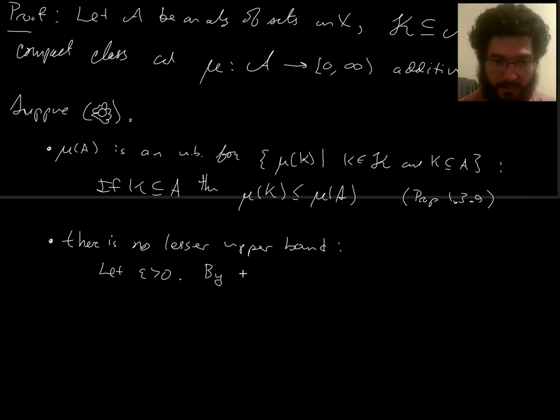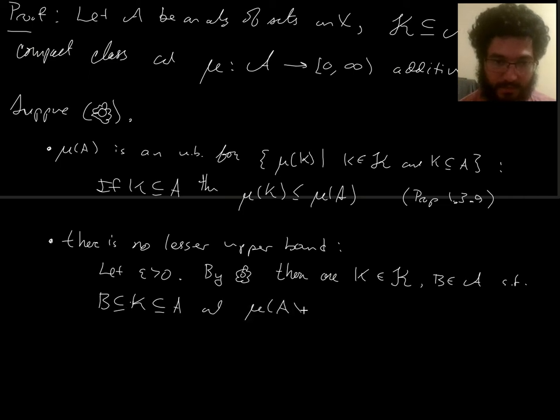Well, now we can use flower. So by flower, there are k and b and a, such that k gets stuffed between b and a like this, and this region has a mu value less than epsilon.